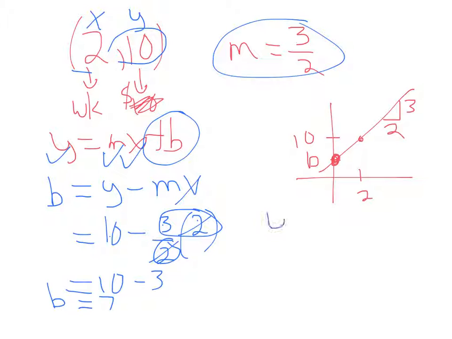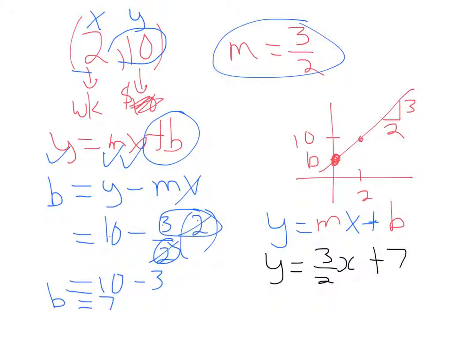So that means my equation is y equals mx plus b. Not a very good plus sign, is it? And now I can write my equation: y equals 3 over 2x plus 7.